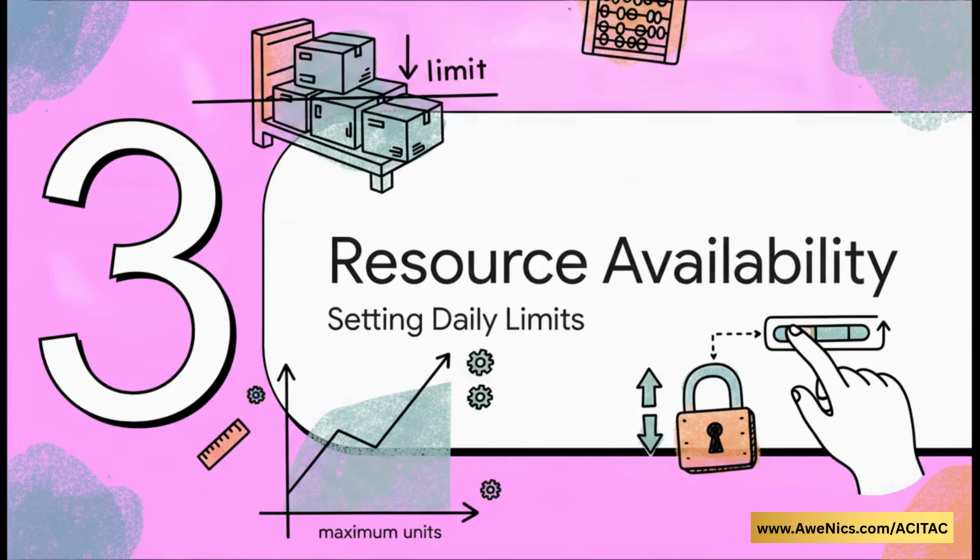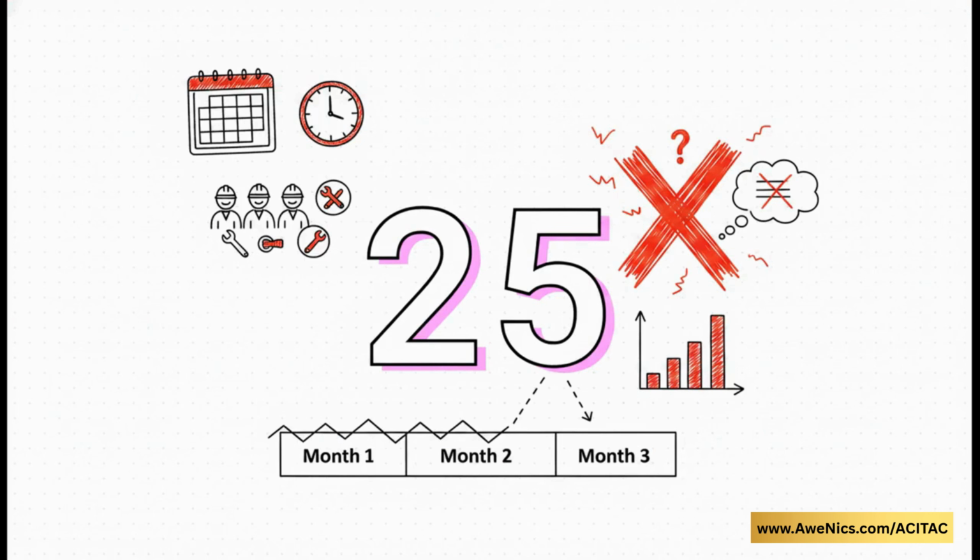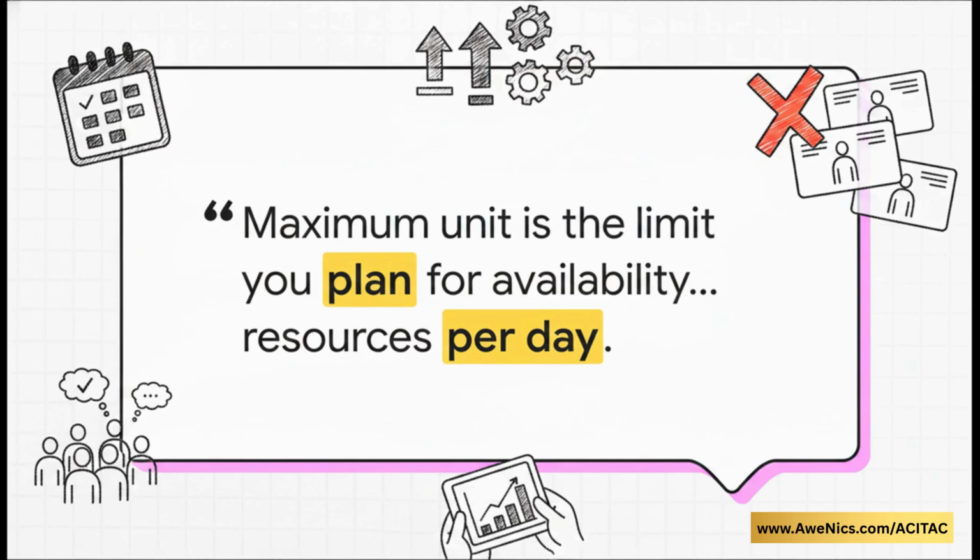All right, Section 3, planning resource availability. Let's talk about setting daily limits. To set the physical limits of our storehouse, we use the max units column. So let's say you type the number 25 into this column for your labor resource. A really common misconception here is thinking this means you only have 25 total laborers for the entire duration of a massive multi-month project. But actually, scratch that. That is entirely wrong. As the source material explicitly points out, maximum unit is strictly about daily availability. Inputting 25 means you have a maximum bandwidth of 25 laborers per day.